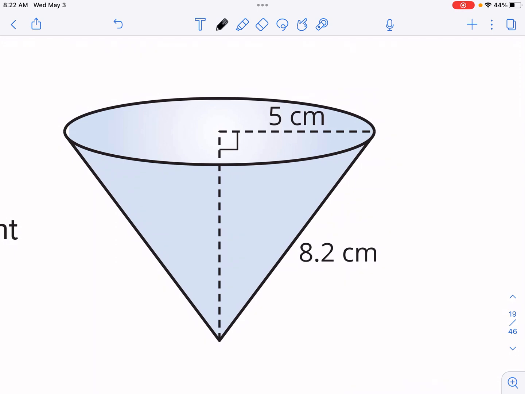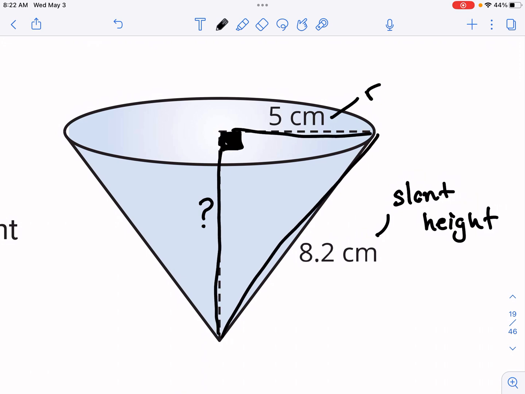Okay, so if we look at this cone, we have the radius, and the height has always got to be perpendicular to this. The height has to be this right here, which we don't know. What we have here is actually what's called the slant height. You cannot use the slant height to figure out the volume of a cone, because that doesn't tell me the height. We always have to use the height perpendicular, at a right angle, to the radius. If you ignore the whole shape of the cone, this right here is a right triangle.